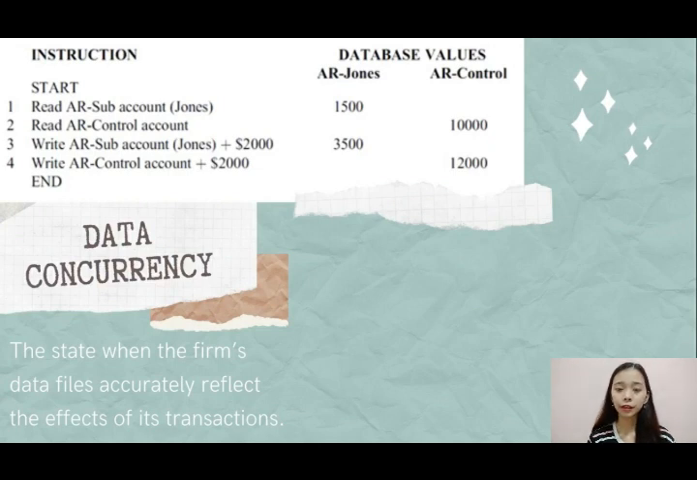To achieve data currency, simultaneous access to individual data elements by multiple sites needs to be prevented. The solution to this problem is to use a database lockout, which is a software control that prevents multiple simultaneous accesses to data.